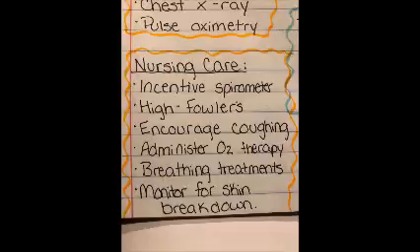When it comes to caring for a patient with pneumonia, you want to encourage your patient to use the incentive spirometer to prevent alveolar collapse. You want to try and position your patient in the high Fowler's position as long as they can tolerate it. You want to encourage coughing to remove the secretions. You want to administer oxygen therapy to keep your patient's O2 stats above 95%. And you want to administer breathing treatments as needed or as ordered by the doctor to help your patient breathe. And you want to just monitor for skin breakdown around the mouth and the nose.